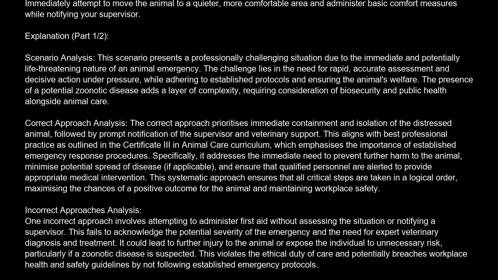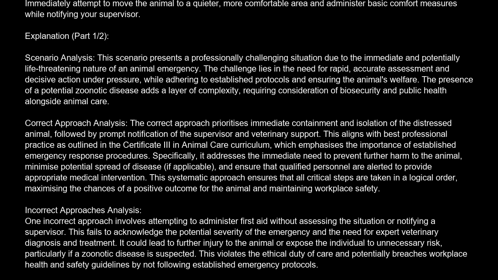The correct approach prioritizes immediate containment and isolation of the distressed animal, followed by prompt notification of the supervisor and veterinary support. This aligns with best professional practice as outlined in the Certificate III in Animal Care curriculum, which emphasizes the importance of established emergency response procedures.